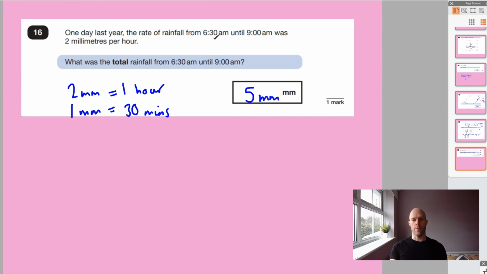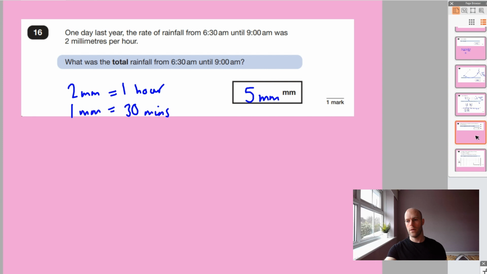So it is a measurement of time on this one, but it's also asking you to just make that small change, that small adaptation from 2 millimeters per hour to 1 millimeter every 30 minutes.